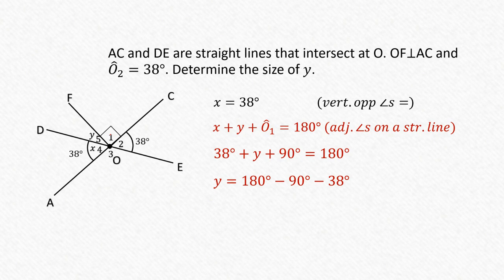All right. So we can transpose these ones. Positive 90, when it comes to the right side, is going to be negative 90 degrees. Then this positive 38 is also going to be negative 38 degrees. So 180 minus 90 minus 38 degrees is going to be, right, 52 degrees.